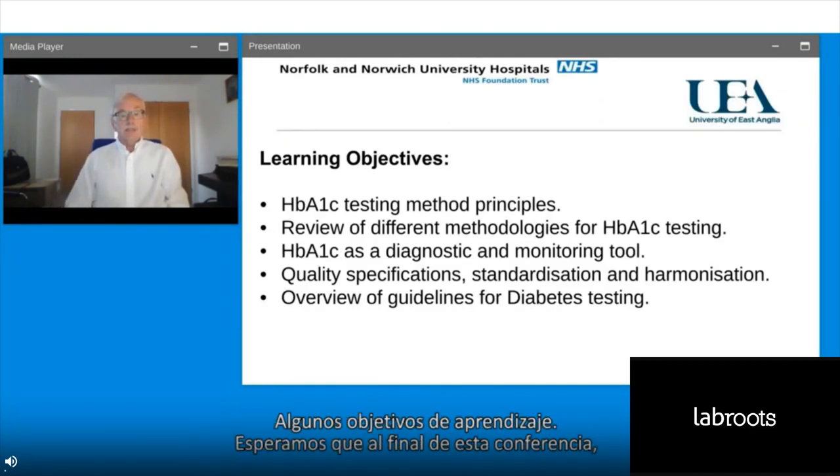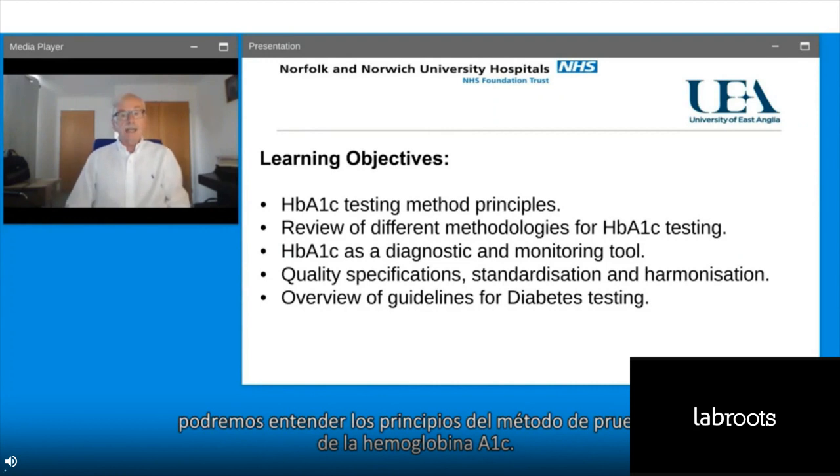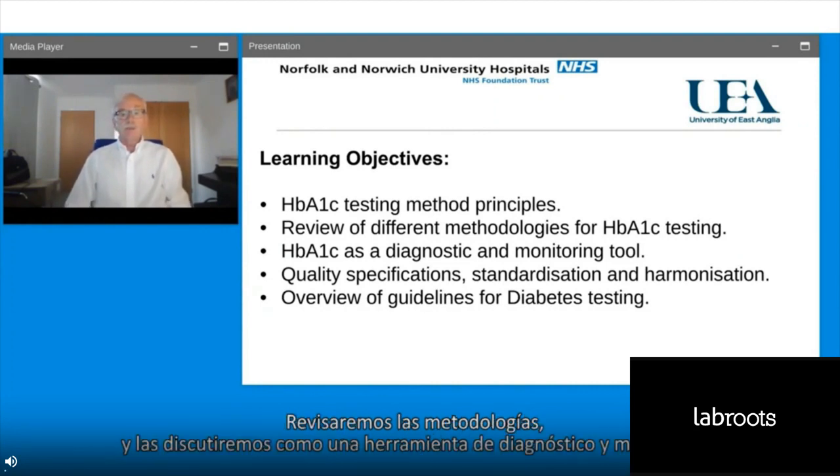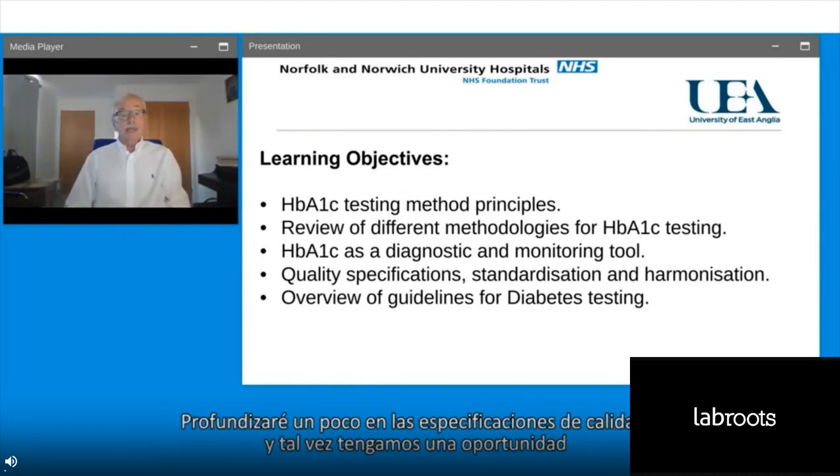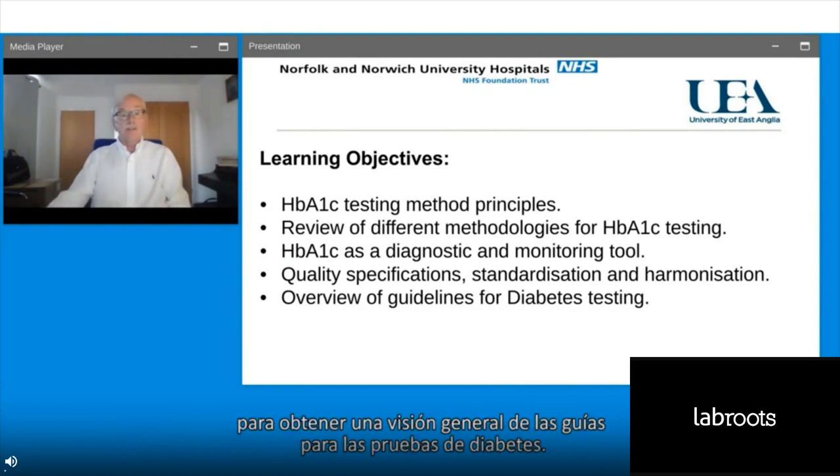As some learning objectives, hopefully by the end of this lecture, we'll be able to understand the testing method principles of hemoglobin A1c. We will review with you the methodologies, and we'll discuss it as a diagnostic and monitoring tool. And I will go in some depth into quality specifications, and we may have a chance to overview guidelines for diabetes testing.